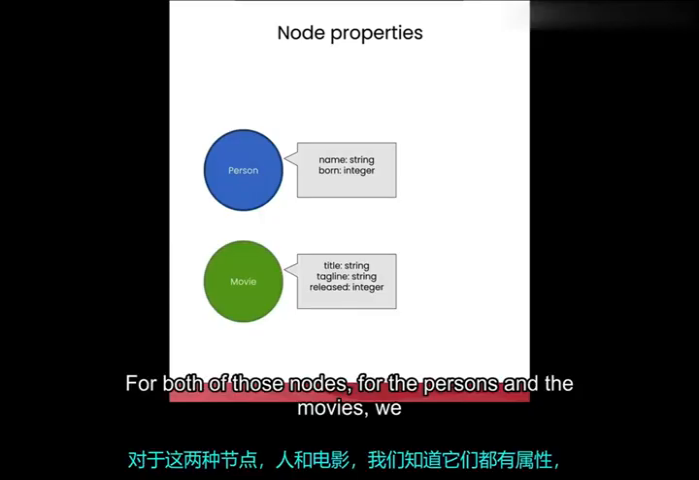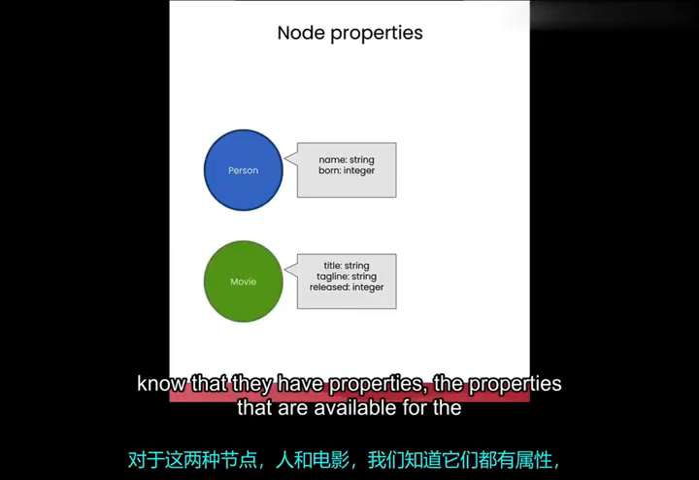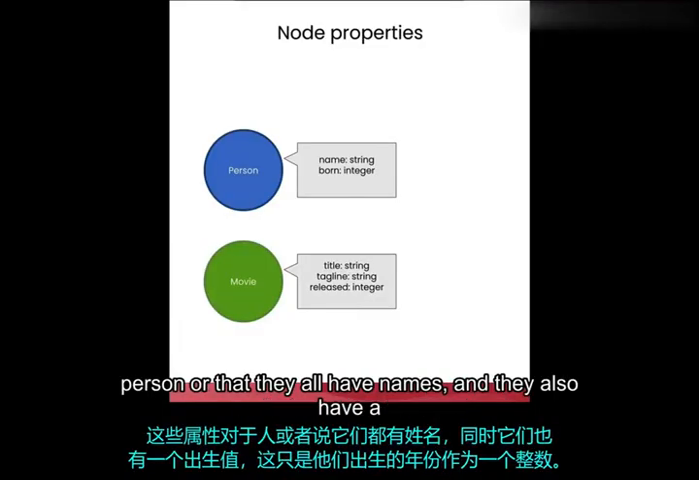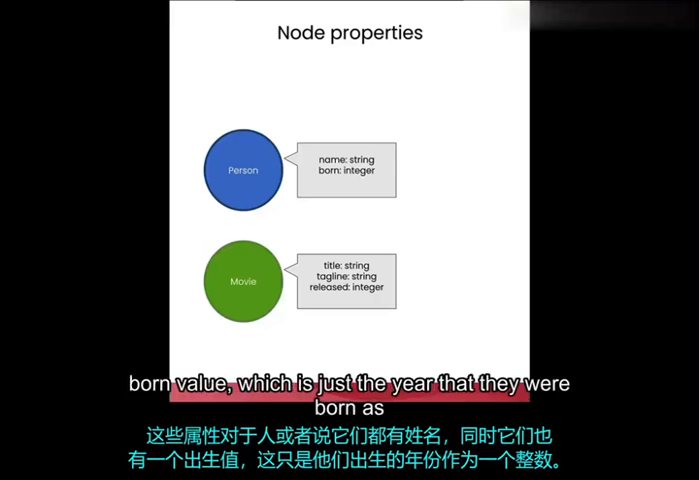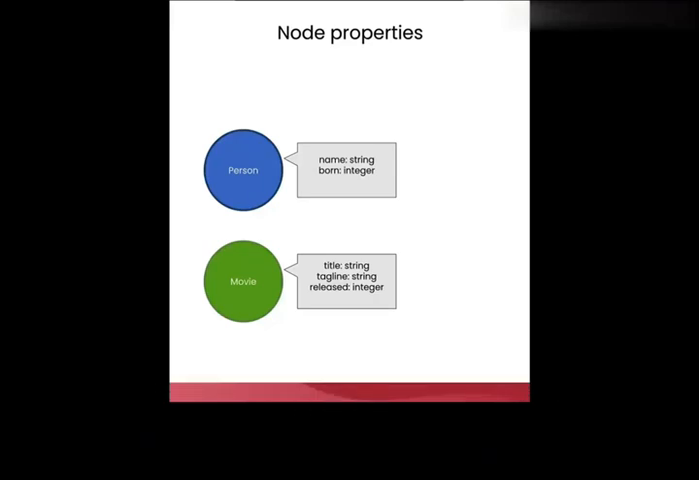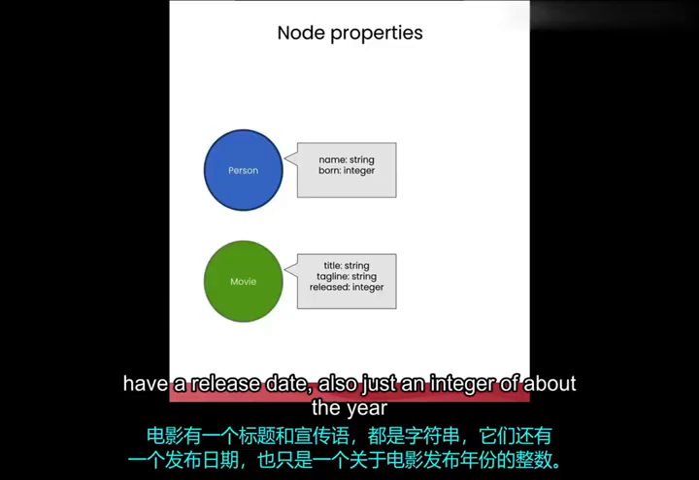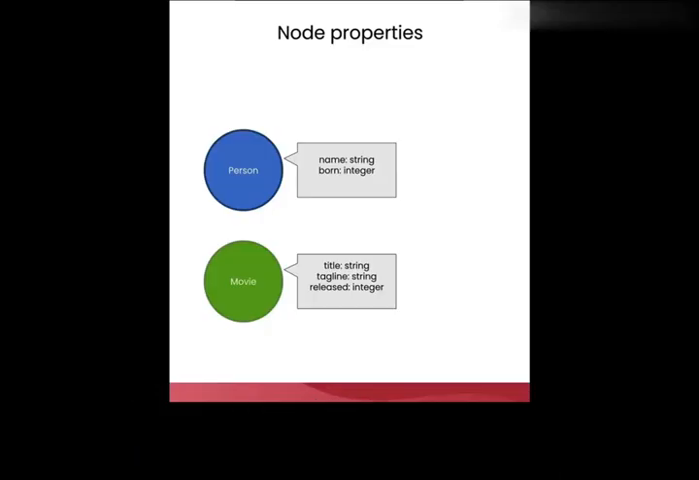For both of those nodes, for the persons and the movies, we know that they have properties. The properties that are available for the person are that they all have names. And they also have a born value, which is just the year that they were born as an integer. The movies have a title and tagline, both as strings, and they also have a release date, also just an integer about the year the movie was released.